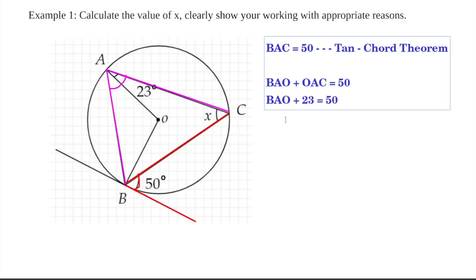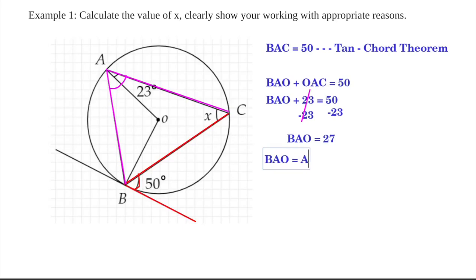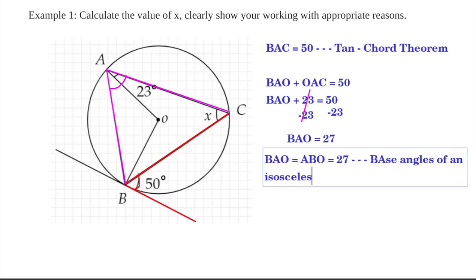Then subtract 23 from both sides. This is going to give us, they are gone, then we are left with BAO being equal to 50 take away 23, that's 27. So we have 27 degrees here. Now let's do this. Angle BAO is equal to angle ABO, equal to 27. What's the reason for this one? Base angles of an isosceles triangle.